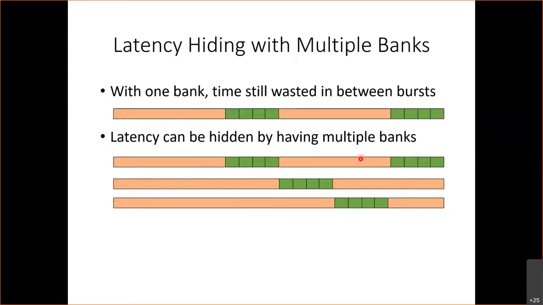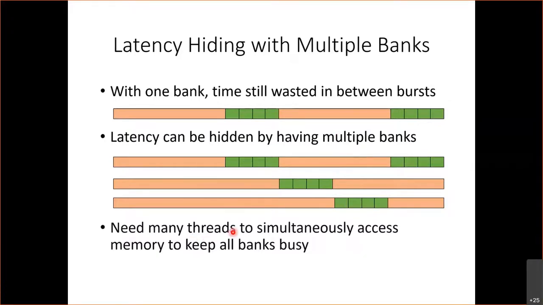If I want to have many memory banks reading data at the same time in order for me to overlap to hide their latencies, I need to give them a lot of memory accesses to service, right? And for me to give them many memory accesses, what do I need? I need many threads running simultaneously and requesting data simultaneously so that I can keep my DRAM banks busy. Okay, and what does this remind you of?